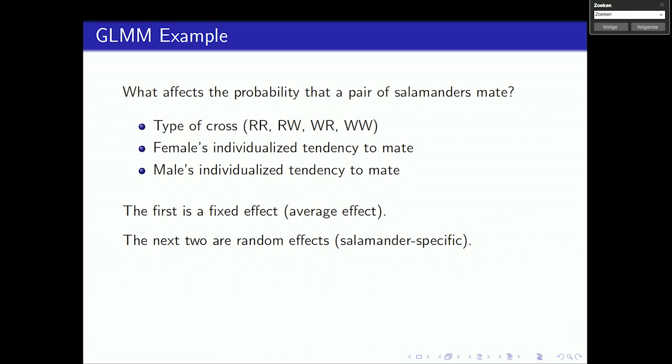So what we're going to do is call the first effect, the first bullet point there, a fixed effect. That's the average tendency of this type of cross mating. And then the next 2 bullet points, each salamander's individualized tendency to mate, those are going to be random effects. So those are salamander specific. Each salamander gets their own random effect because each salamander has its own tendency of mating.